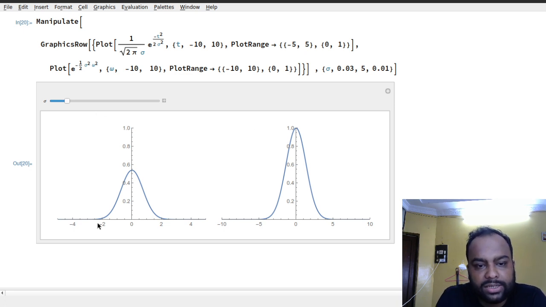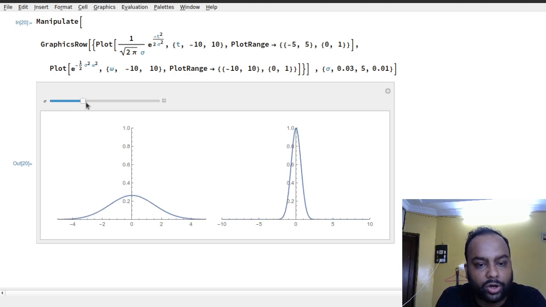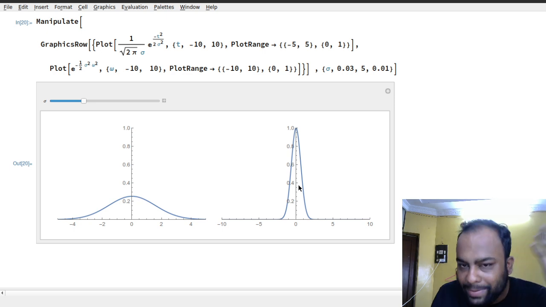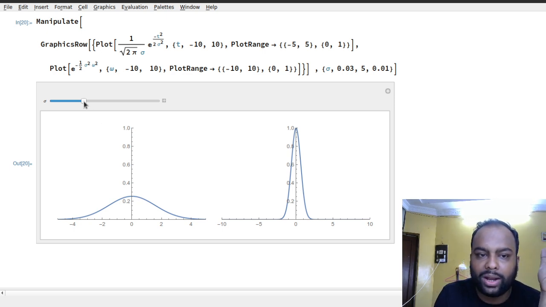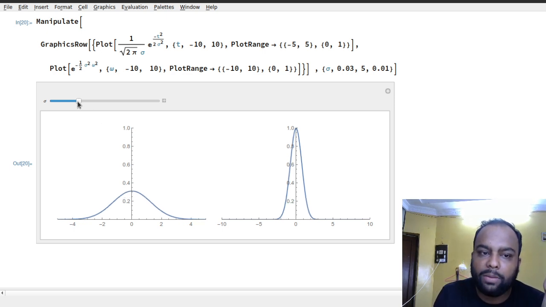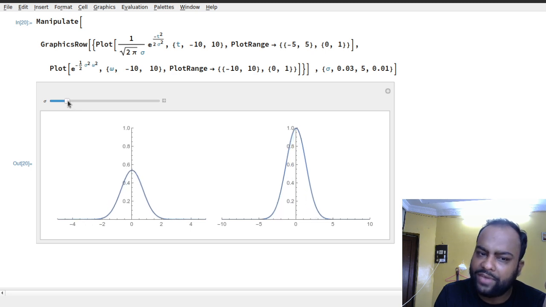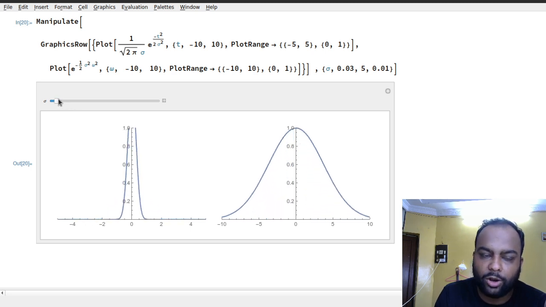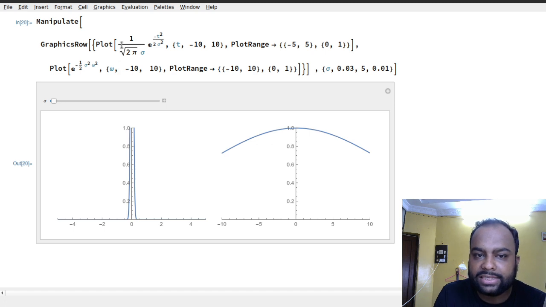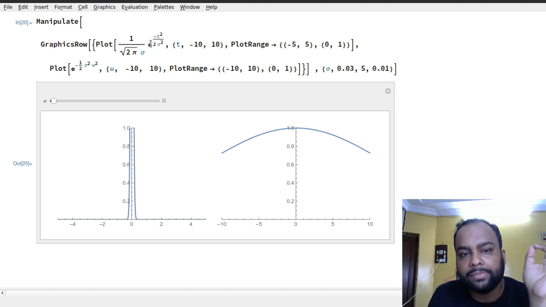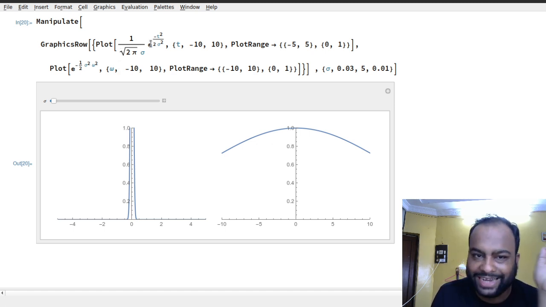As you can see, the Fourier transform of a Gaussian signal is a Gaussian signal. And as the width of this Gaussian signal becomes larger, the width of this one becomes smaller and smaller. But what if we go to a limiting case? For example, if we make the value of sigma very small, then this Gaussian signal essentially becomes a unit impulse, or a Dirac delta.